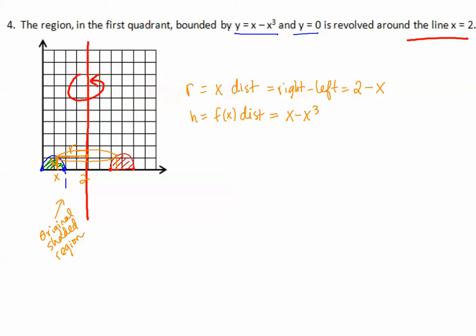Once we know our radius and height, the rest is a piece of cake. 2 pi integral radius times height dx, and now we find our x limits. Look at the shaded region, goes 0 to 1. So 0 to 1.